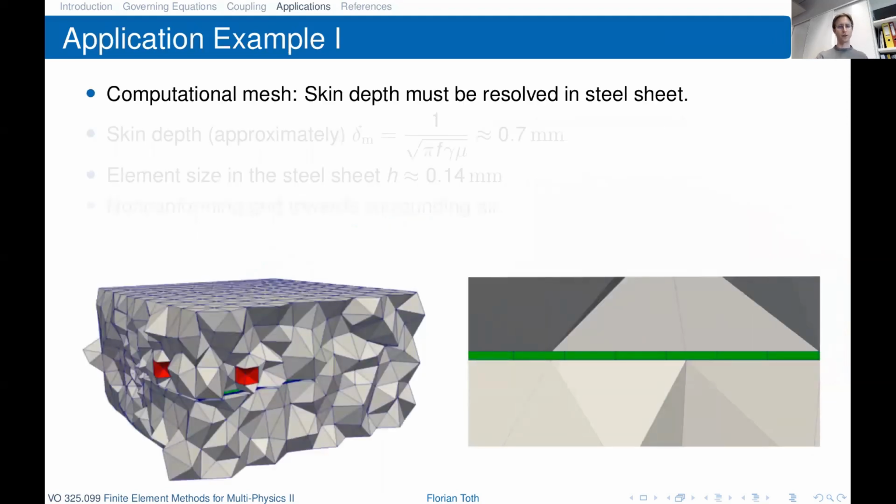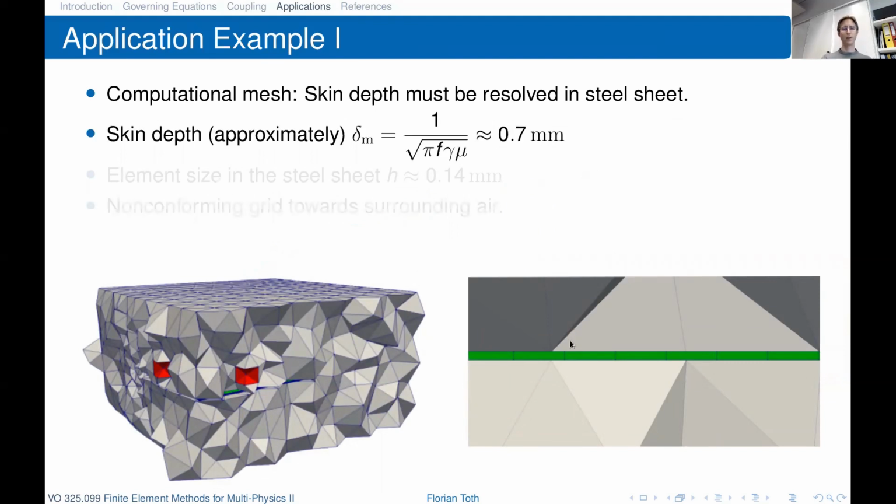Let's look at the computational mesh. Of course, we need to resolve the skin depth. This is approximately 0.7 millimeters in this case. So the element size in the steel sheet, you can see it here. We have about 10 elements over the thickness of the steel sheet. In the sheet direction, we can be a bit coarser, and in the air volume, we can be much coarser.